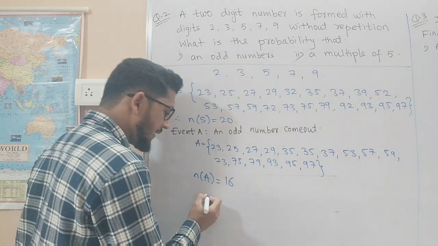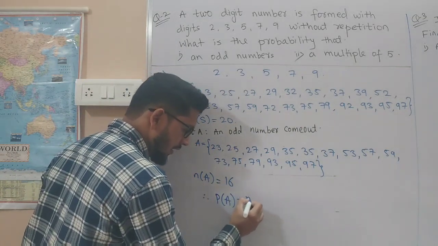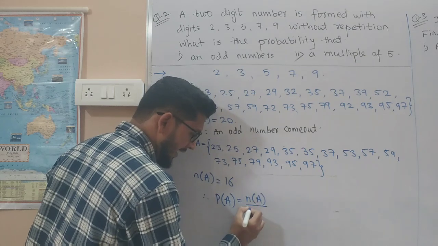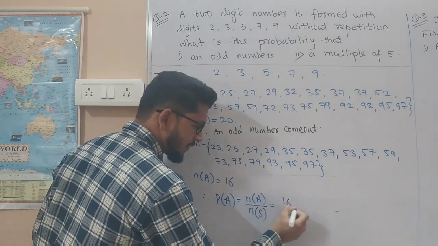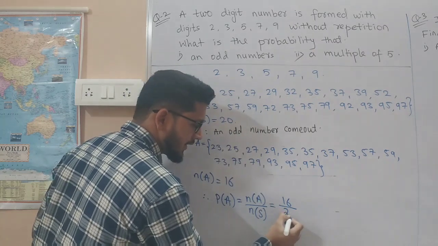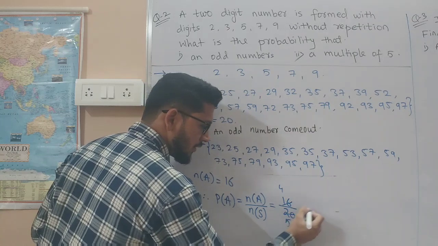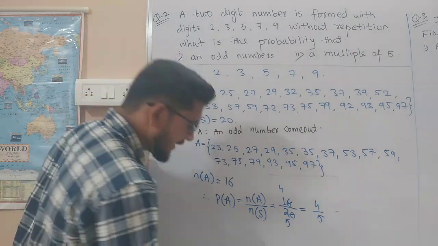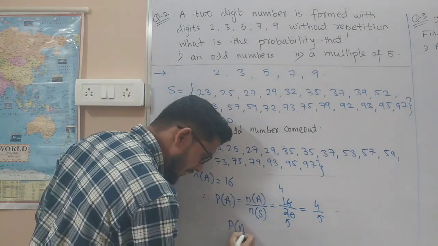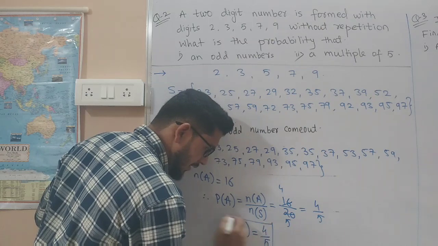Now we'll find the probability. Therefore the probability of A is equal to n of A upon n of S. So n of A कितना है 16 और n of S कितना है 20. Divide it, 4 4s are 16, 4 5s are 20. What will be the answer? 4 upon 5. So we have got the probability, that is 4 upon 5. This is the answer.